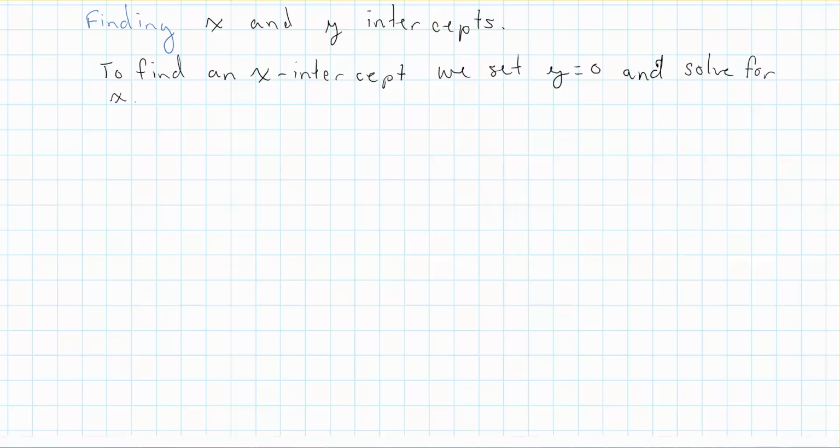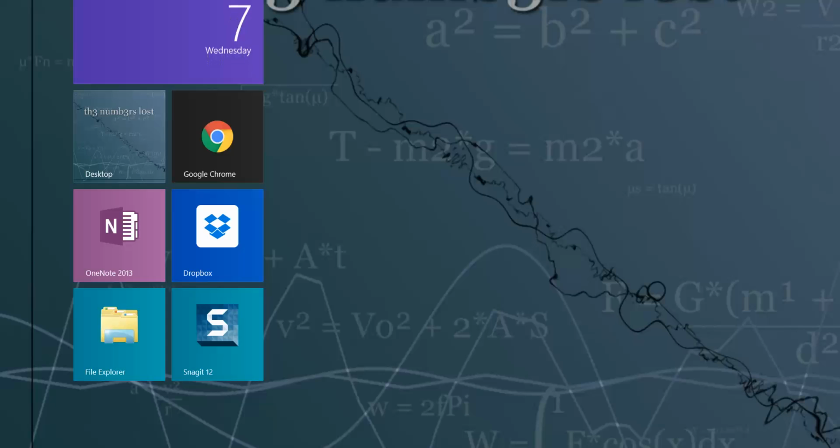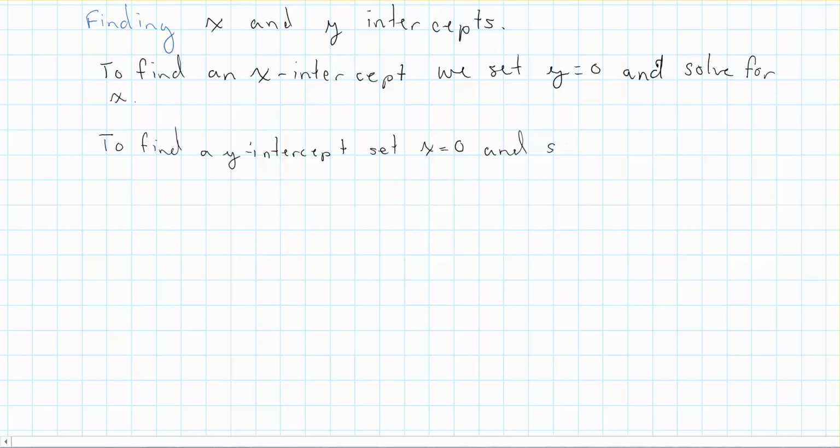And you can kind of guess maybe to find a y-intercept, it's going to be almost the same thing. So to find a y-intercept, set x equal to 0 and solve for y. Alright, so let's look at an example or two here.